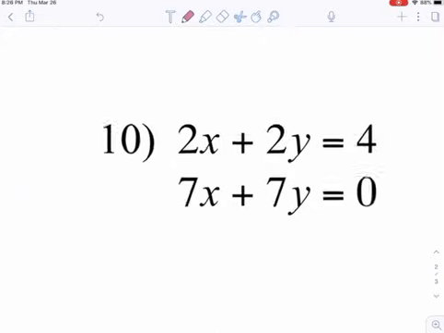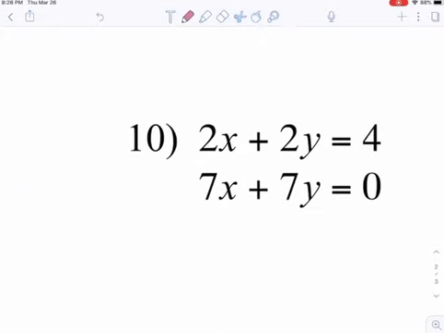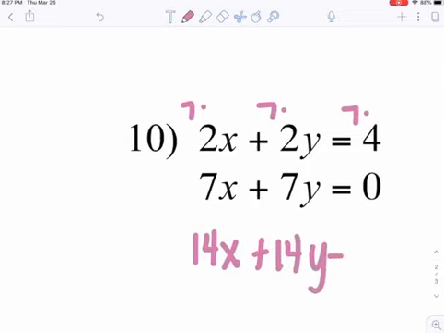Okay, and finally, number 10, my variables are already matched up. I have to multiply both of them because I can't multiply 2 by something to match 7. So I'm going to multiply this top one by 7 because I know I can make them match at 14. So that becomes 14x plus 14y equals 28.